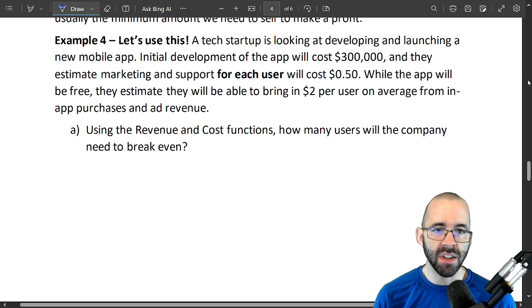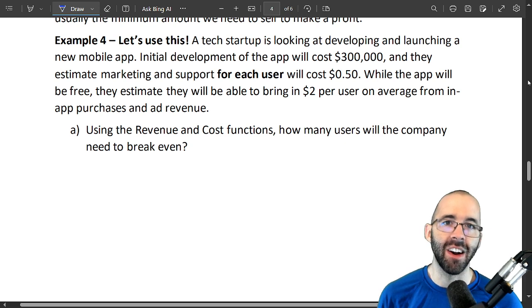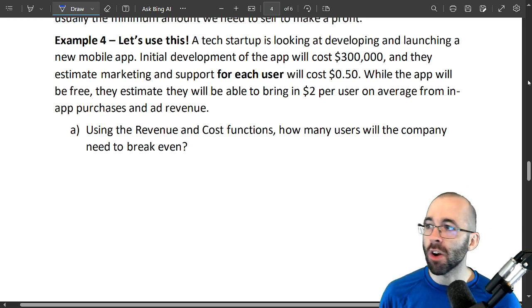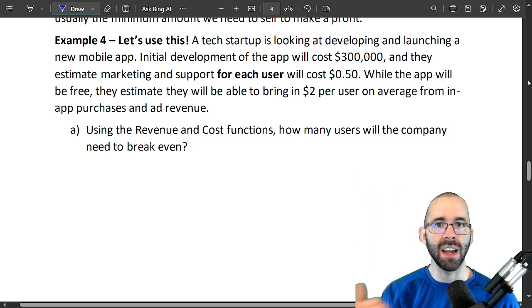Using revenue and cost functions, how many users will the company need to break even? There's a lot going on here. Feeling overwhelmed? Go back through the steps of the first video, step 1 through 8.